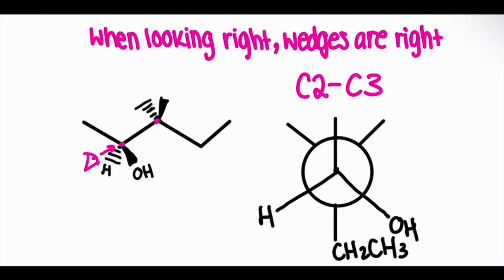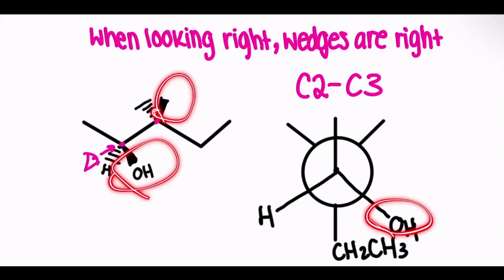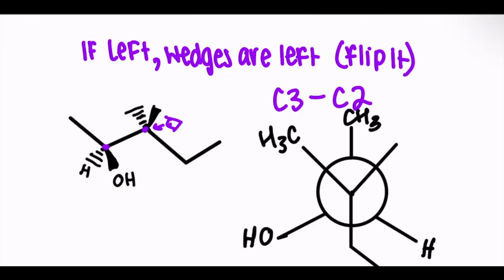So that's typically why this works. If you can't conceptualize it in your head and understand where your hands are and which way it's coming out, if you're looking towards the right, your wedges are going to be on the right. So my OH and then this methyl group are here. So if you're being asked to look from carbon 3 down carbon 2, so we have 1, 2, 3, you are being asked to look down here.